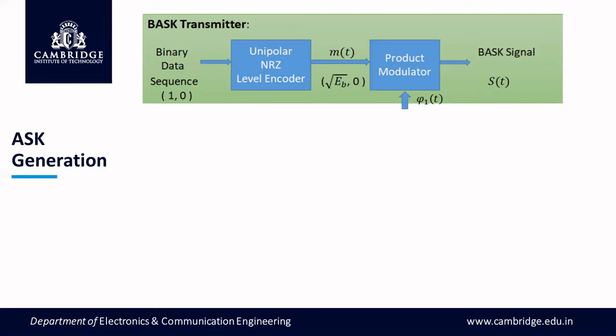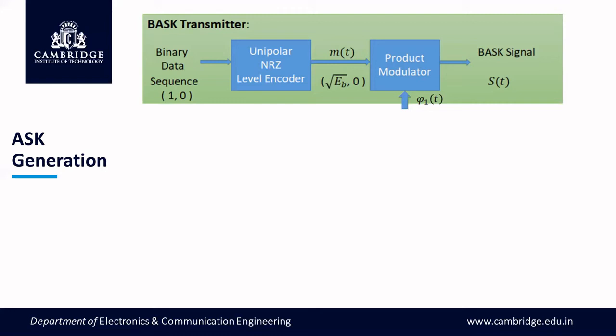Else, if X1 is less than root EB by 2, you decide in favor of 0. The required amplitude is root EB for one of the symbols, else 0 for another symbol. If X1 is greater than this value, the conversion of ones and zeros is to root EB, and 0 if it is less. If it is equal, then the decision is made on a random basis. So level encoder stands for amplitude level. You can go in favor of 1 or 0. It's purely decided randomly, using unipolar NRZ representation.